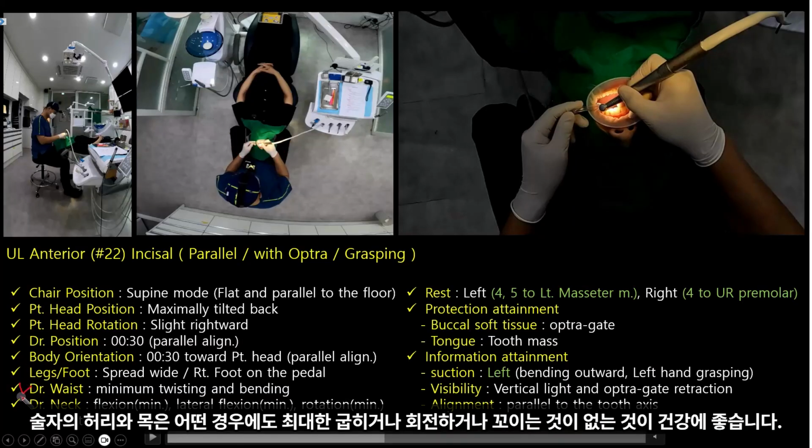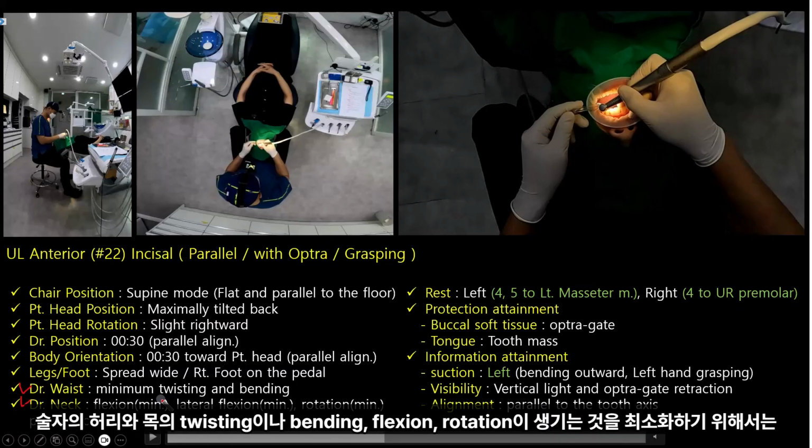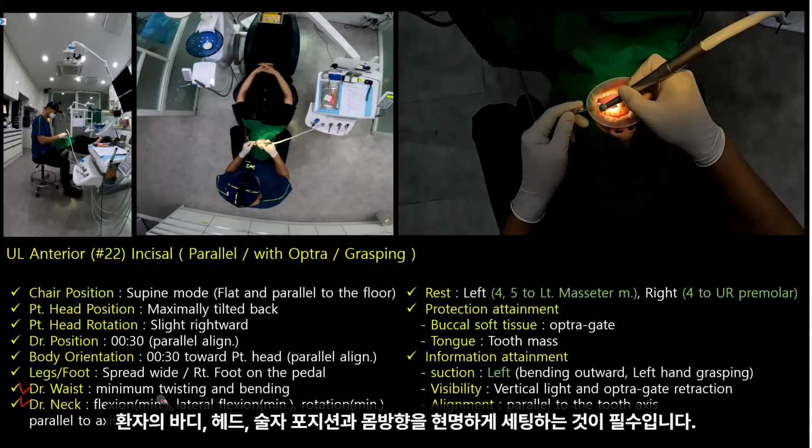For your health, it is best to avoid bending, rotating, or twisting your back and neck as much as possible in any situation. To minimize twisting, bending, flexion, or rotation of your back and neck, it is essential to wisely set the patient's body and head position, as well as your own position and body orientation.